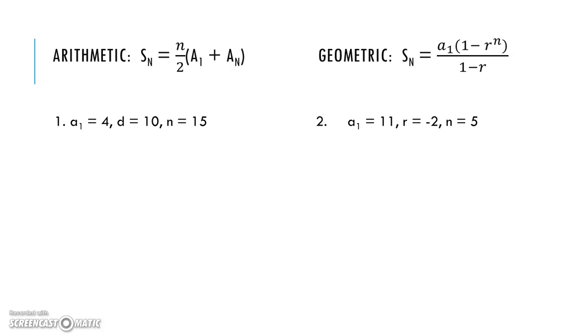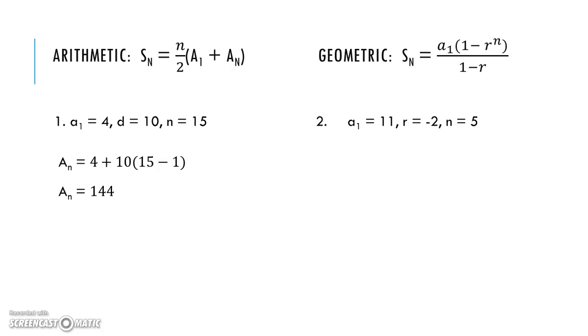We could add 10 fifteen times to get that full amount, or we could just use our sequence formula from yesterday, which was a sub n equals the initial plus the difference times the quantity n minus 1. The initial is 4, the difference is 10, our n is 15, so we type that into our formula for sequence. And then 15 minus 1 is 14, times 10 is 140, plus 4 is 144. So our a sub n is 144.